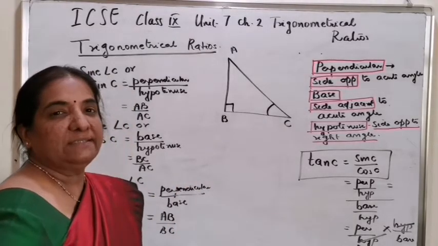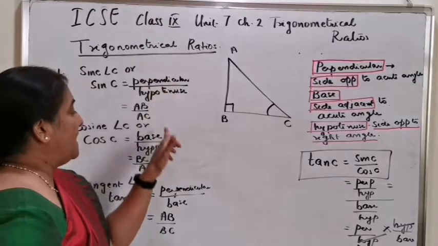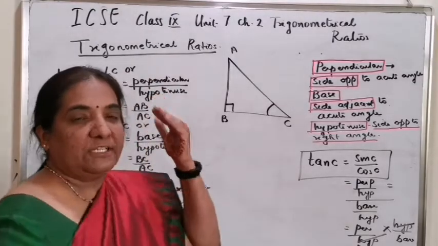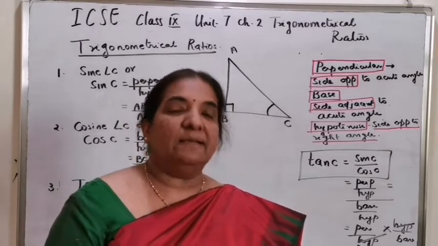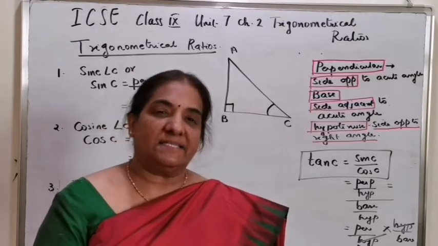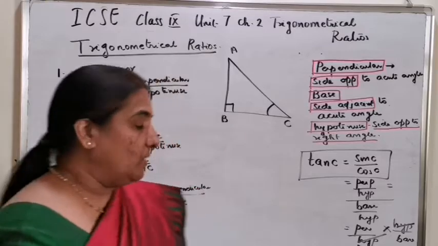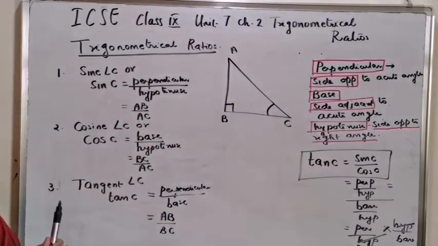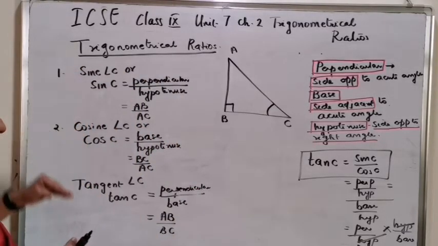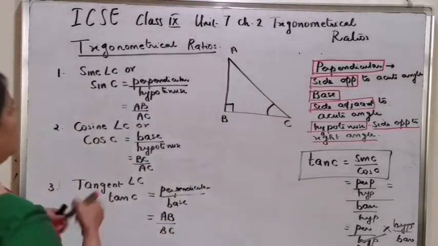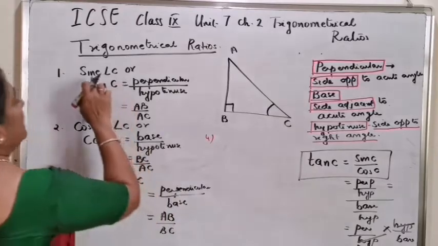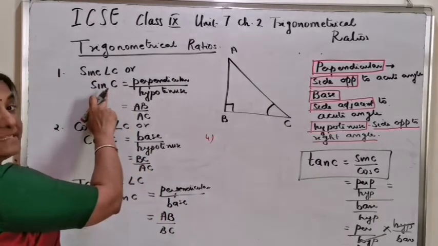And how do you understand the perpendicular and base is, for the given acute angle, the opposite side is the perpendicular and the adjacent side is the base. And now the next three ratios are the reciprocals of each of them. That is, the fourth ratio is the reciprocal of the sine ratio.